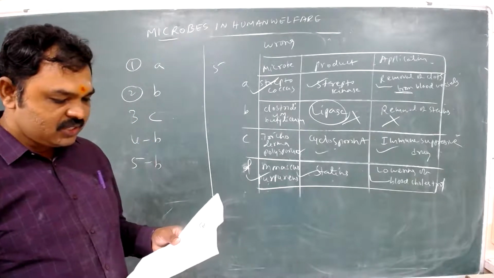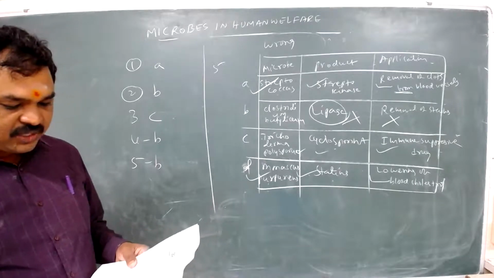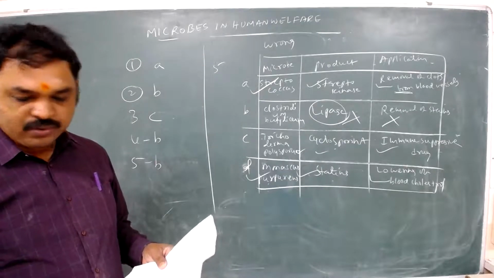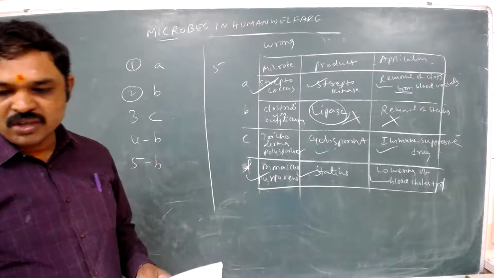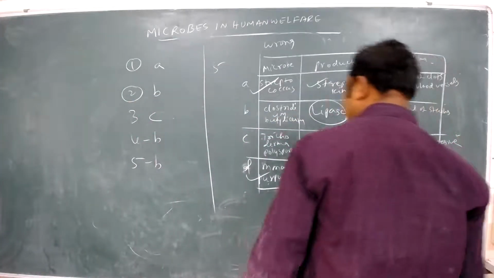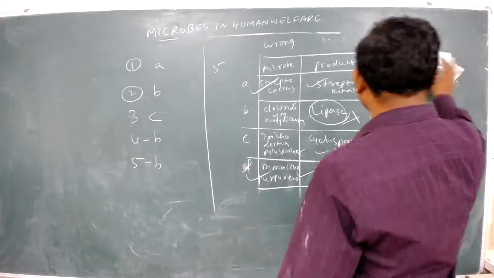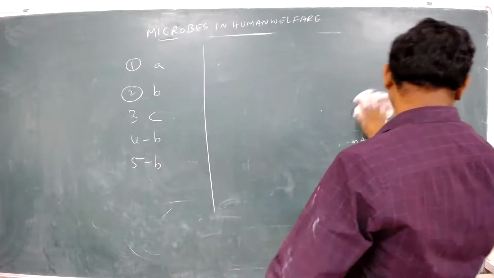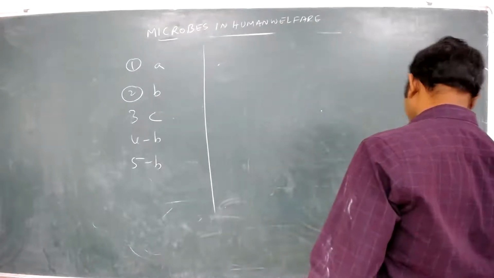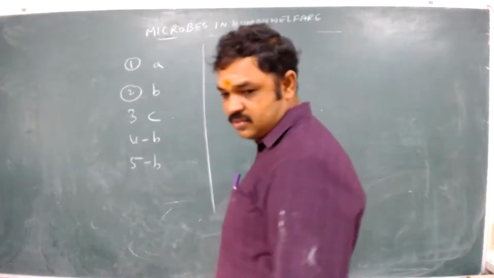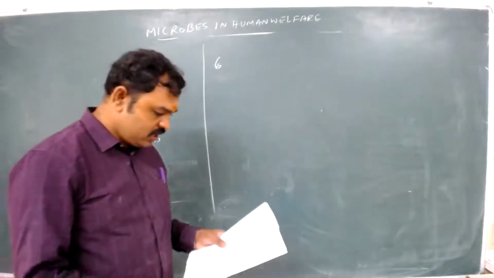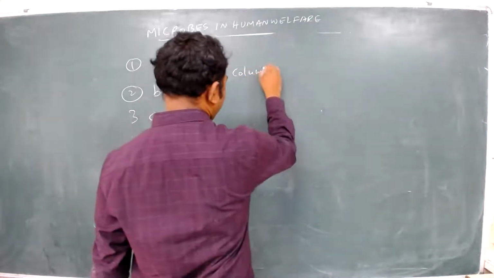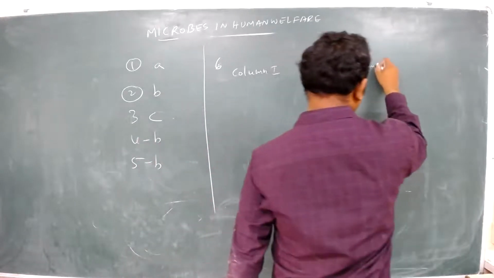Now match the following list of microbes and their importance. You have to see this here. They have given microbes and their importance, and we have to do the match the following. You can write this as question number 6. In the sixth question, match the following, column 1 and column 2.